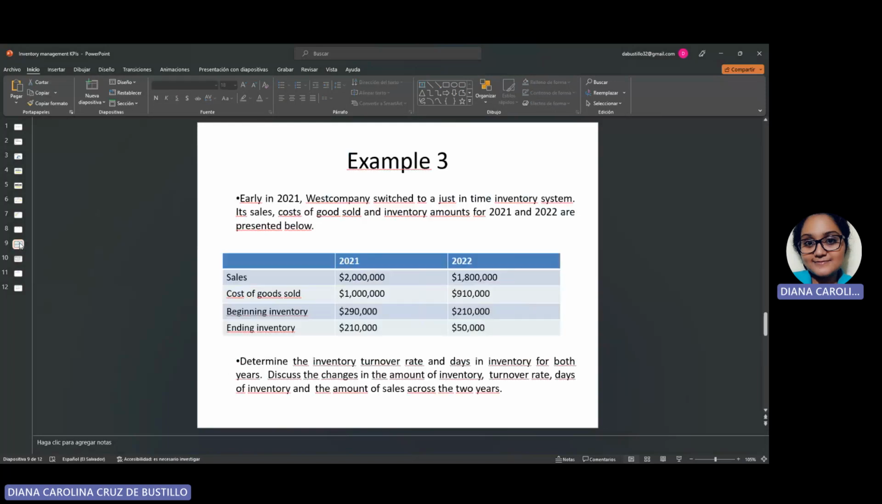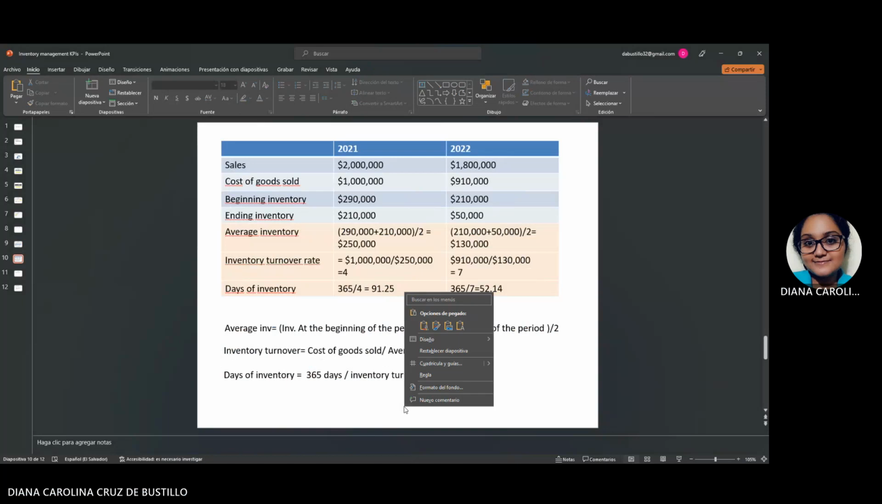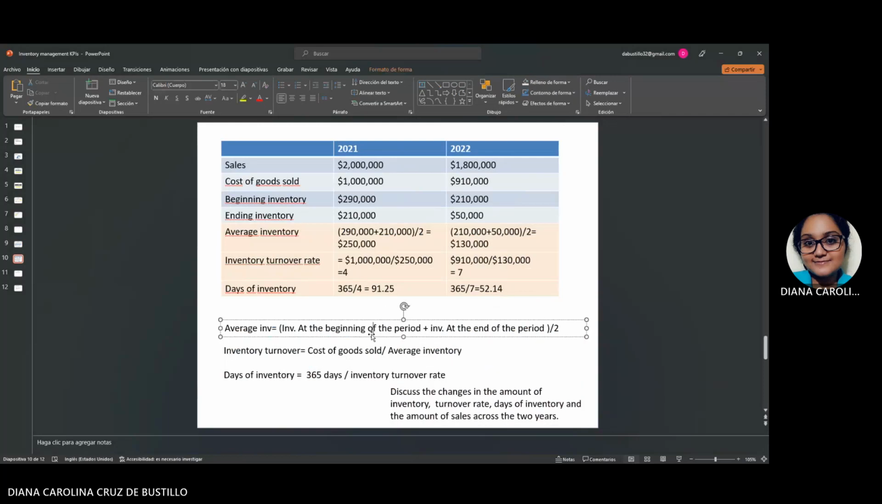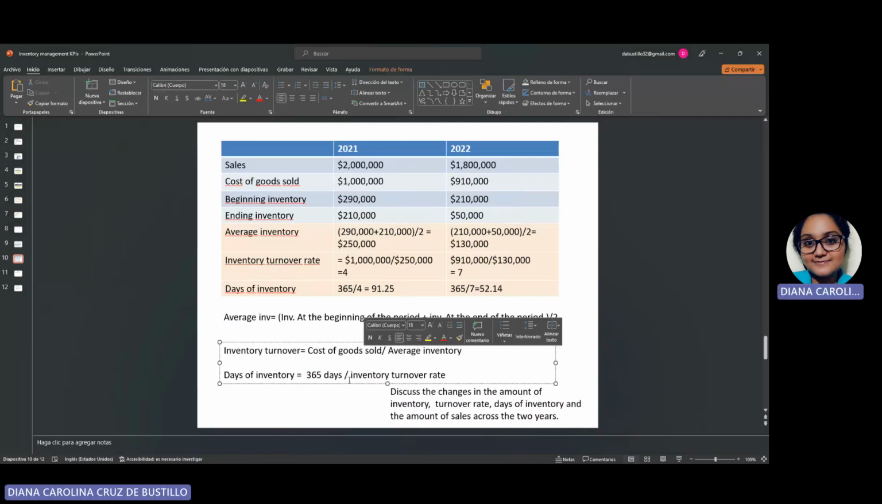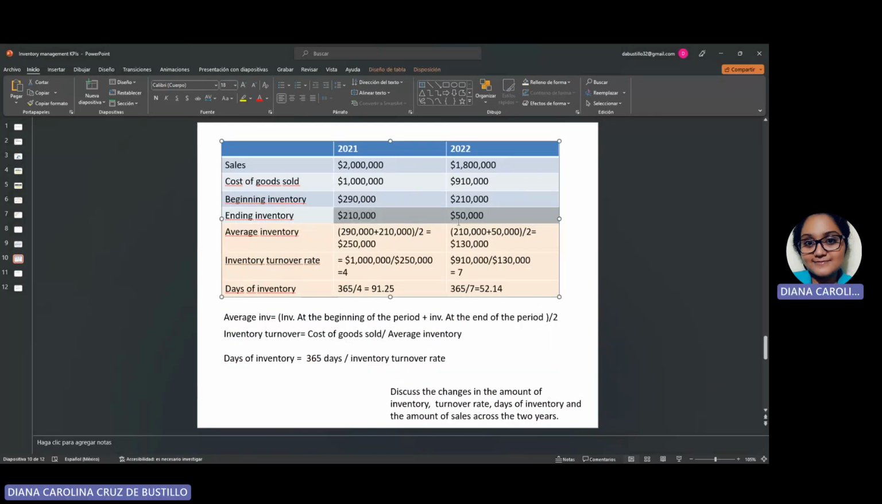Okay, so what were we asked to calculate? Discuss the changes in the amount of inventory and the turnover rate. So let's bring this question here for us to better answer it. Okay, so what can we say about the amount of inventory? Well, we can see that the ending inventory has reduced significantly from $210,000 to $50,000. It's a very important reduction, almost 75% of what it was.